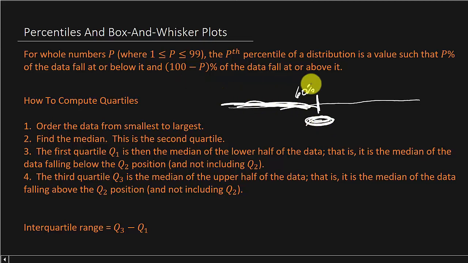And what this means is the amount that falls at or above it is 100 minus P. That would make sense because 100 minus 60 would be 40. That would be 40%. It has to total 100%, because if you take the data below and the data above, that's all the data. That's 100% of the data. So if 60% is below, then 40% would have to be above.